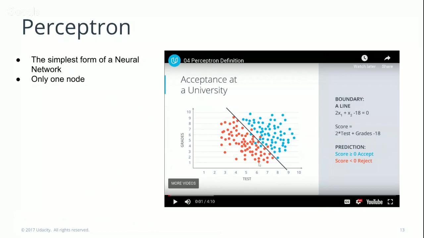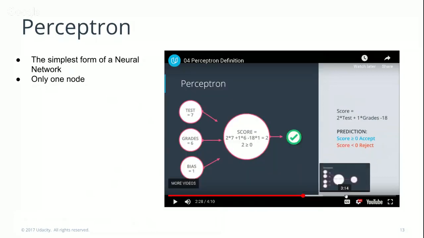By modifying the weights of both the input features and the bias, you're changing the slope of this line here to better encapsulate your model. I believe one of these images encapsulates it pretty well. Yeah, here you go.